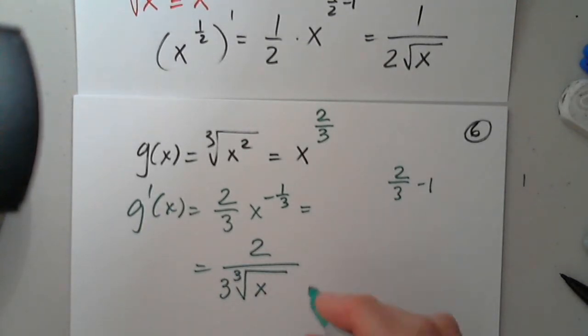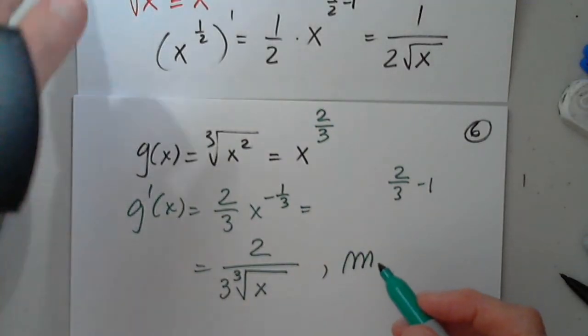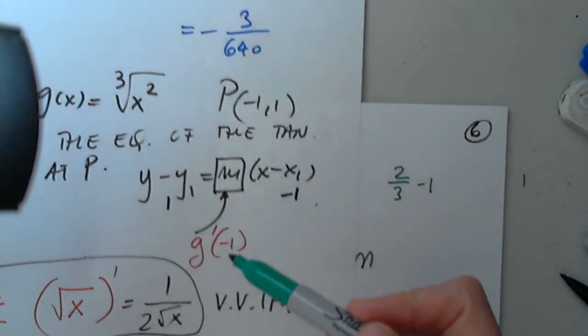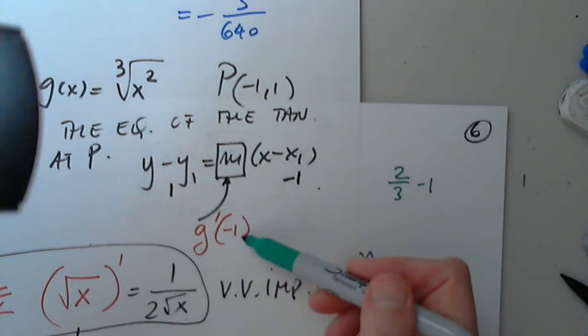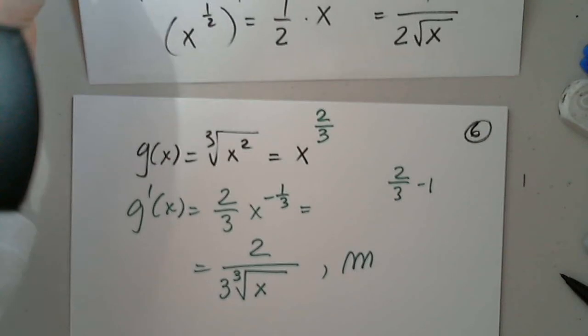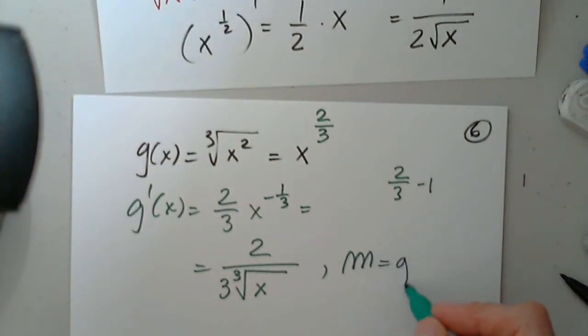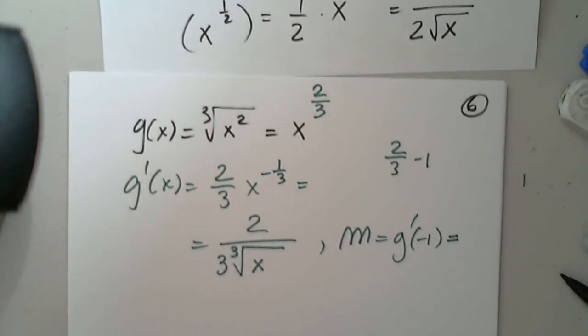This is where I have to plug in negative 1. So the slope that we are trying to determine is g prime, but I have to find the function. I have to find g prime first in order to plug in negative 1. So the slope is g prime of negative 1. Can anyone plug in here negative 1 and tell us what it is? Negative 2/3. Awesome. Thank you very much.